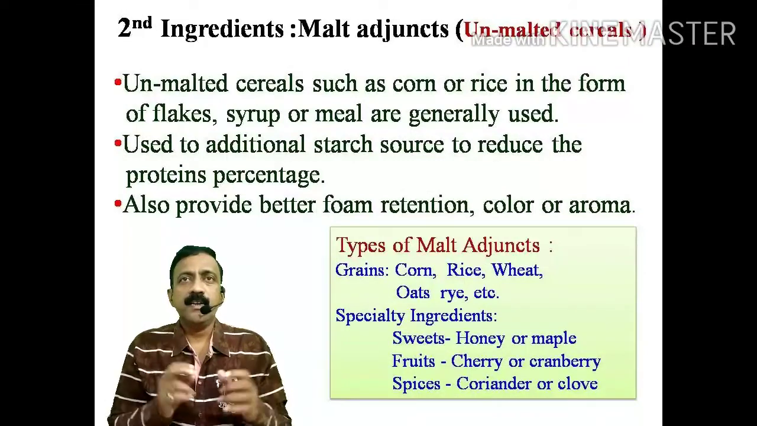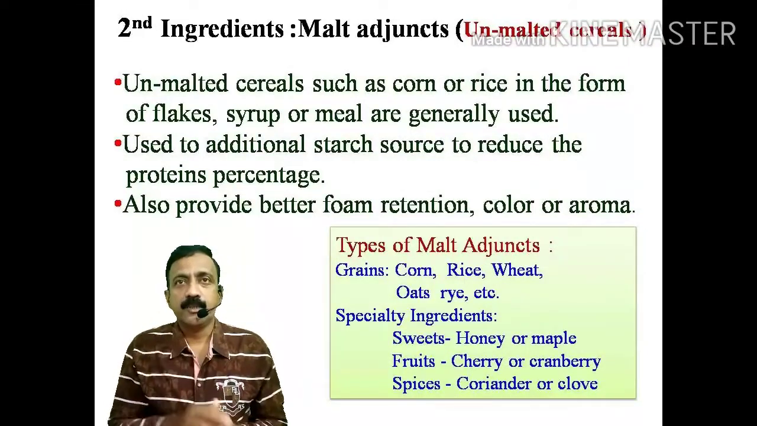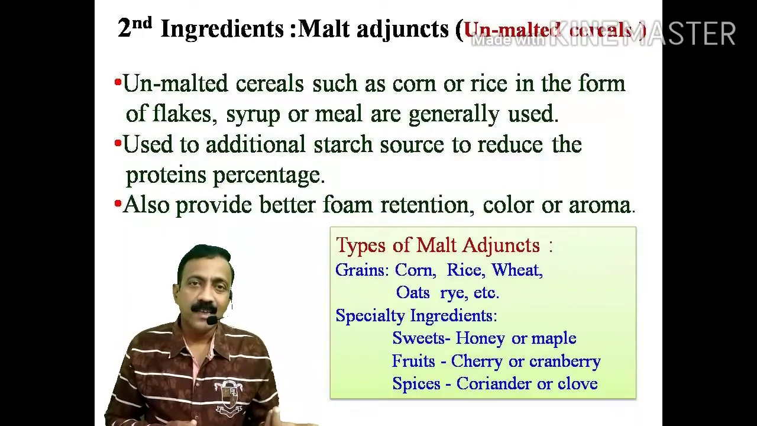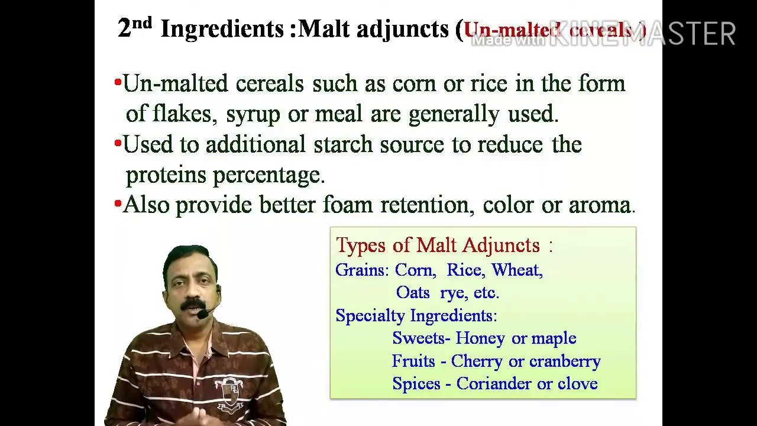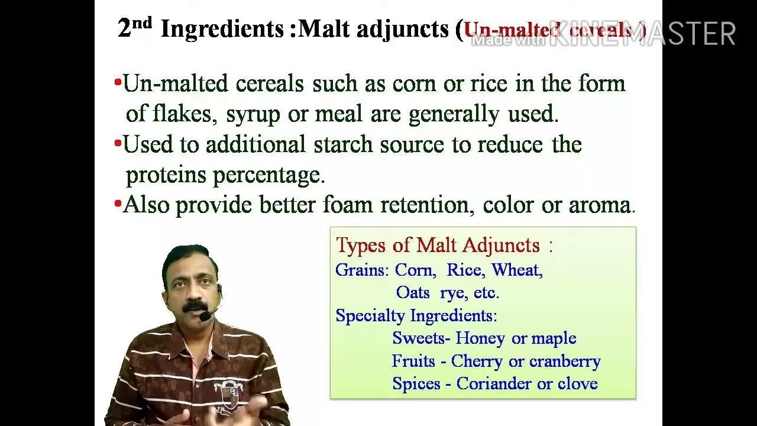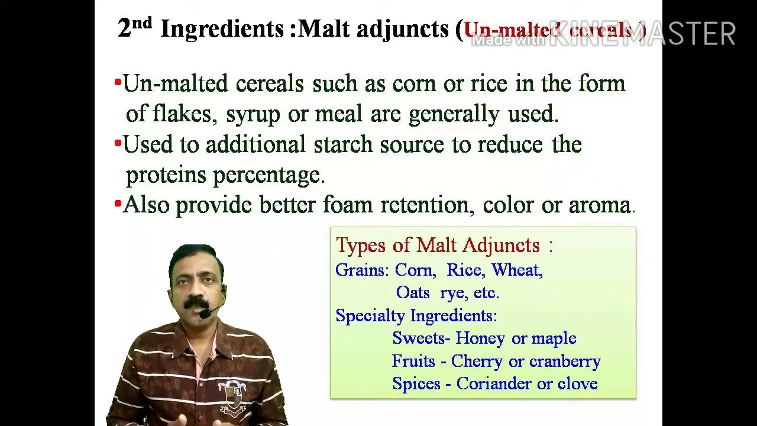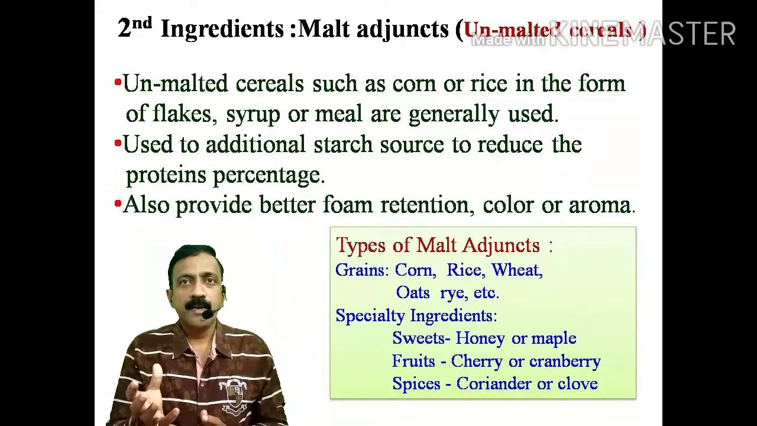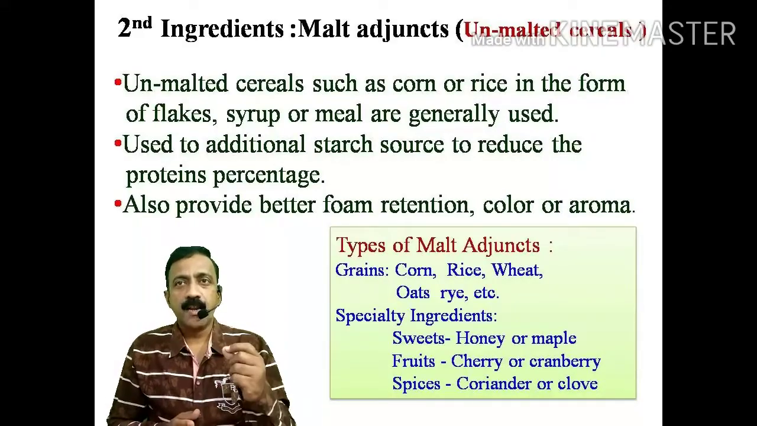The second ingredient is malt adjunct. Unmalted cereals such as corn, rice, wheat can be used for the preparation of malt adjunct. This is the supplement of additional starch, or it reduces the percentage of protein in the malt. It provides better foam formation and color.